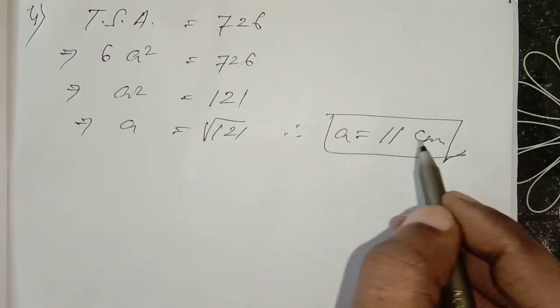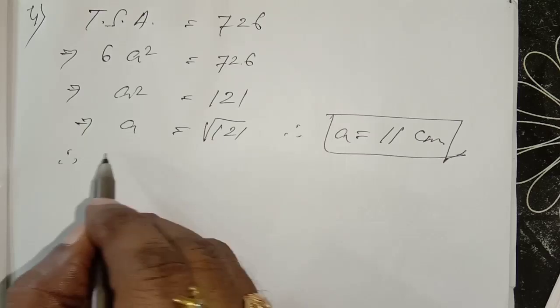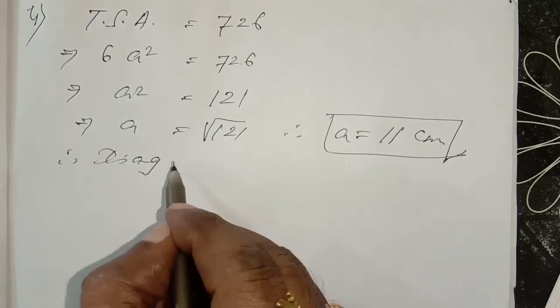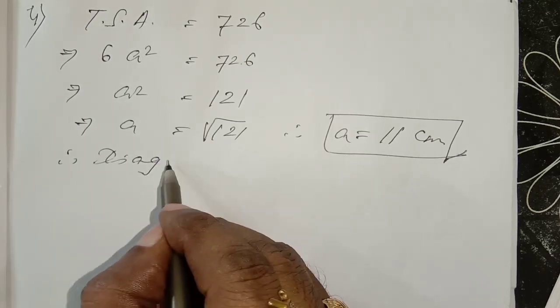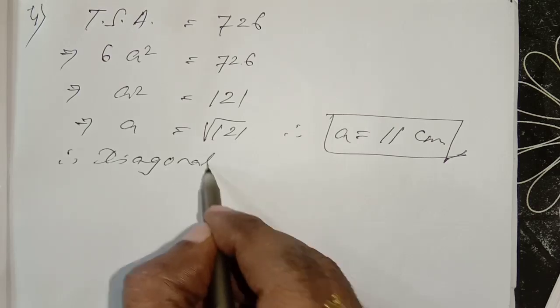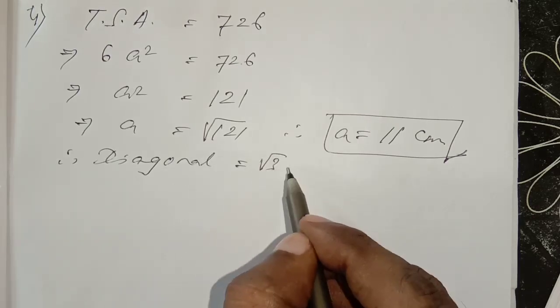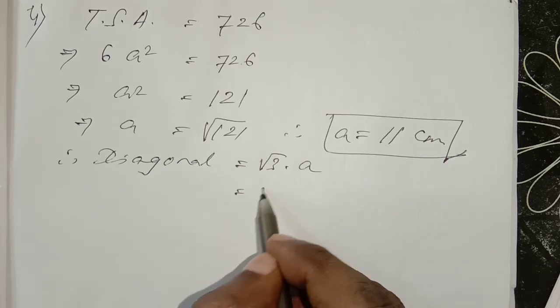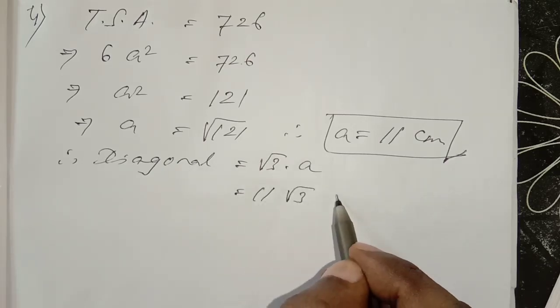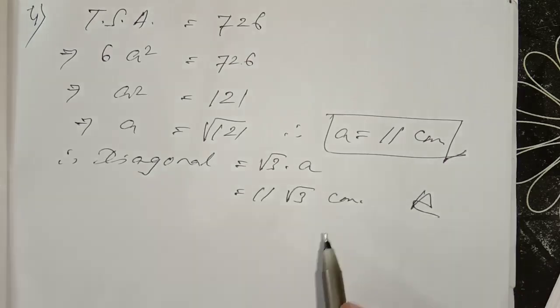After getting the value of a, you can find the length of the diagonal. In the case of a cube, the formula for the length of the diagonal is root 3 into side. That means this is coming to 11 root 3 centimeters. Okay, let us go to the next number.